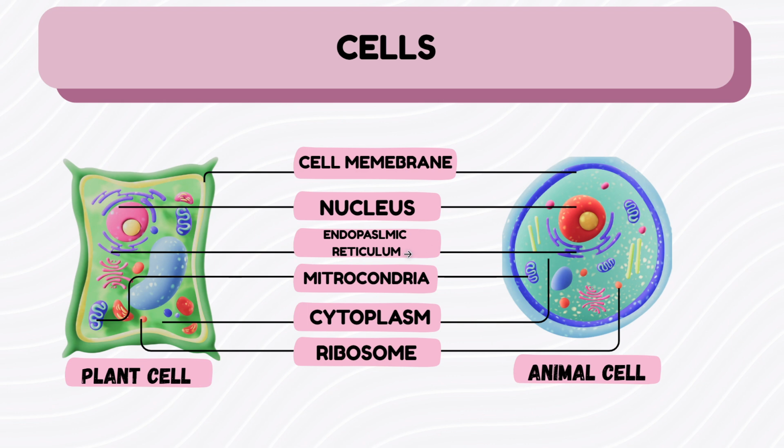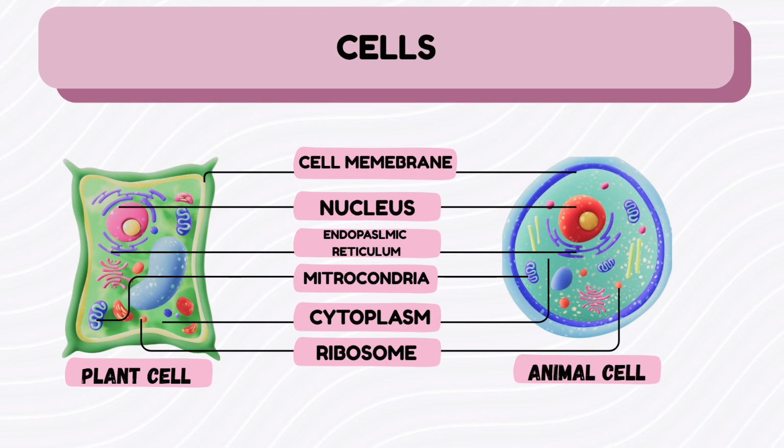Moving on to the next, we have the endoplasmic reticulum, and we have two kinds of it, smooth ER and rough ER. The rough ER is the one that has ribosomes attached to it, which make protein. Rough ER is the one that is attached to the nucleus, whereas smooth ER is freely floating in the cytoplasm and has no ribosomes attached to it. And its function is to make lipids.